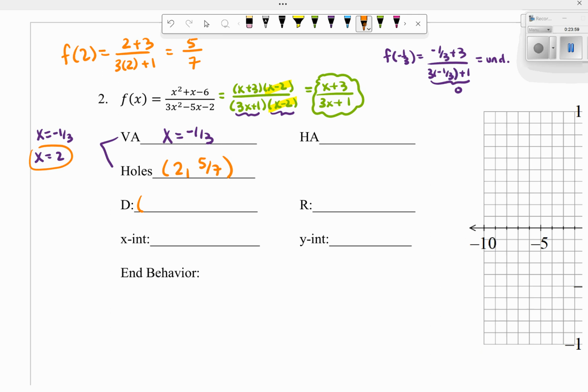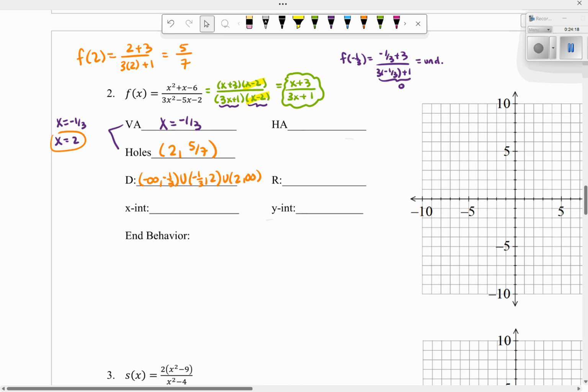So then the domain comes off of these two values. We have all real numbers but negative 1/3 and 2. So negative infinity to negative 1/3, union negative 1/3 to 2, union 2 to infinity.